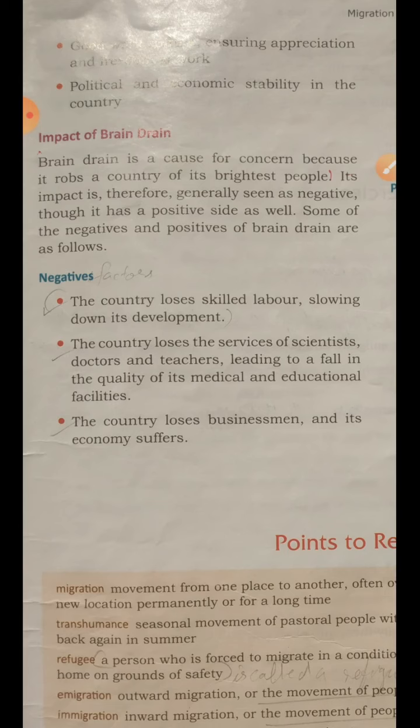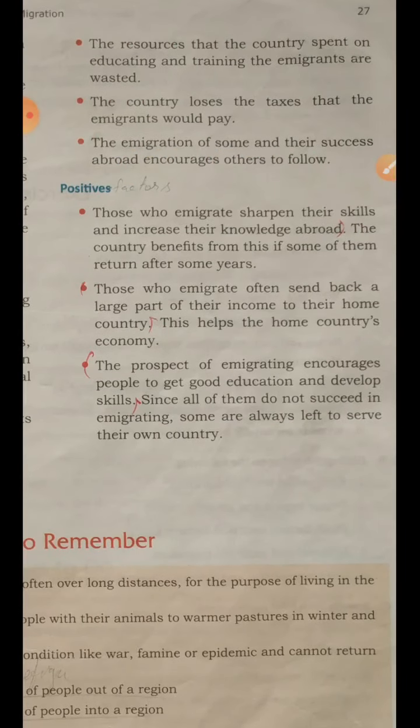The country from which people are going out loses good businessmen and its economy suffers. All these things have to be borne by a country when it does not have good facilities for educated or trained people. The resources that a country has spent on educating and training emigrants are wasted. The country loses the taxes that the emigrants would pay. The emigration of some and their success abroad encourages others to follow. So that can encourage other people also. These are the negative factors for a country, while there are very few positive factors.